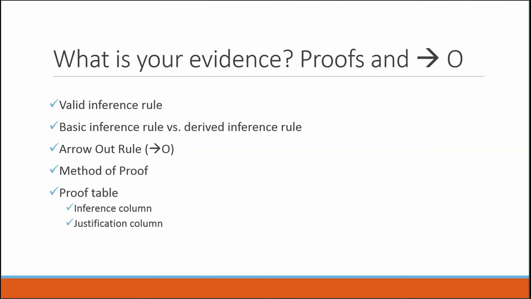We learned the method of proof, a method for proving that arguments are valid using valid inference rules, and we do so using a proof table. On the proof table, you should know that the inference column is where you list your basic premises and then each intermediate conclusion or each inference, and the justification column is where you list the valid inference rule that you used, and what lines of the table you applied that rule to. You're going to have lots of practice doing proofs, but if anything is unclear, make sure that you ask about it first thing.